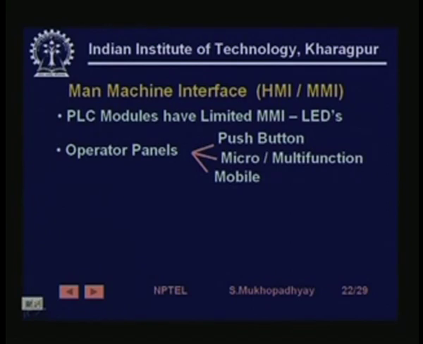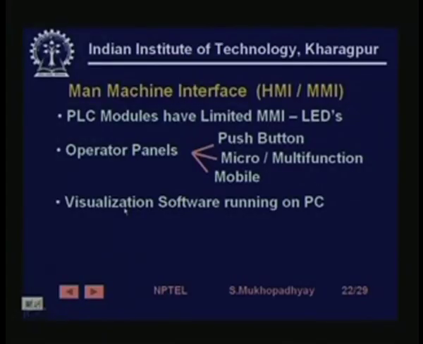You can have operator panels by which an operator can give commands to a variety of devices. Some of them may be mobile, push button, joystick, various kinds of multifunction input panels. Similarly, he can see it. You can connect a PC to a PLC, on which various kinds of visualization software will nicely show your plant, and levels of fluids will go up and down on the screen. So such visualization software running on PCs can be used for man-machine interfaces.